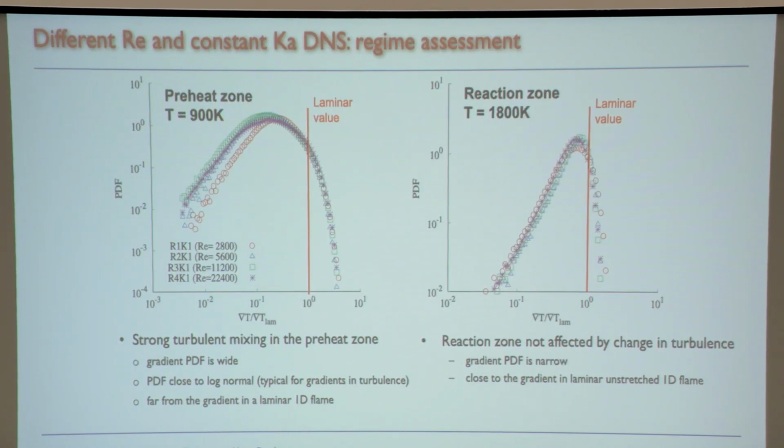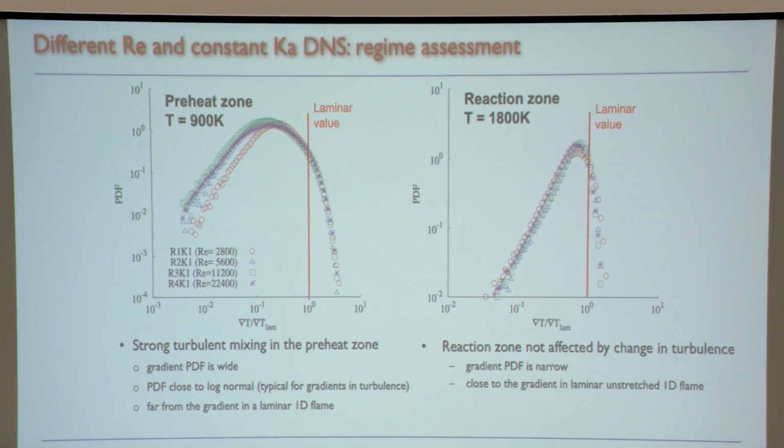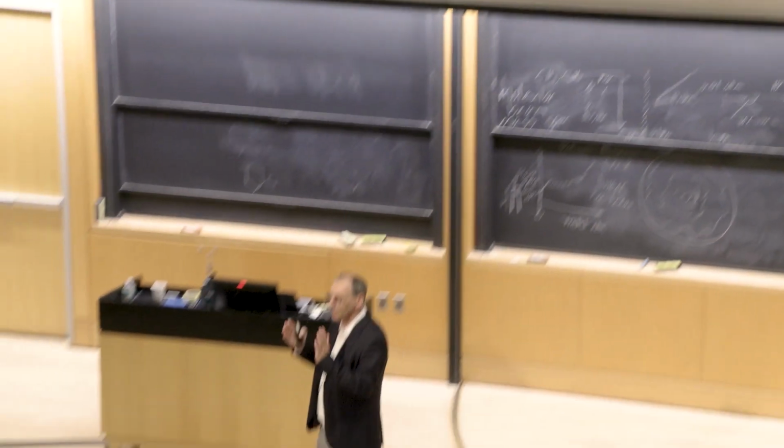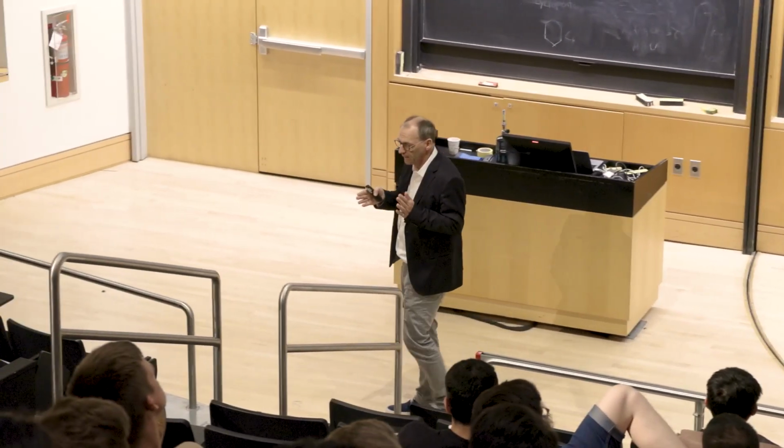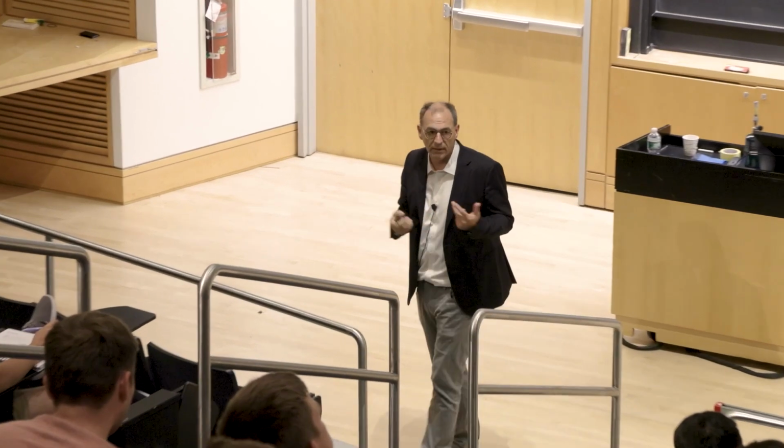But what's interesting is now we can try to see what is the regime. I mean, how do you measure the regime? You can look at the flame thickness. You can measure the flame thickness and then compare it with the laminar flame thickness. If it's the same, then you're in the corrugated flame regime, and if it's not the same, then it might be something else.